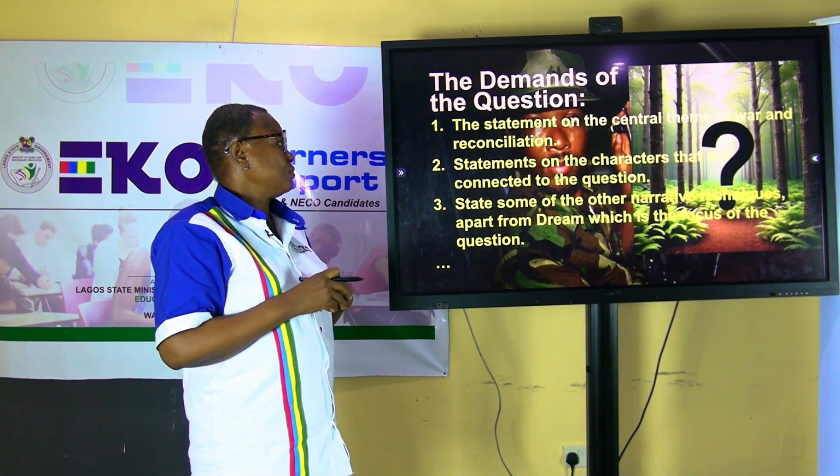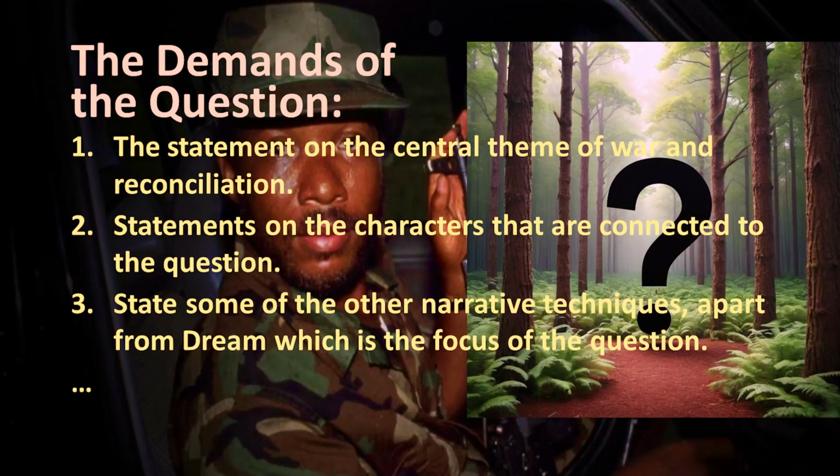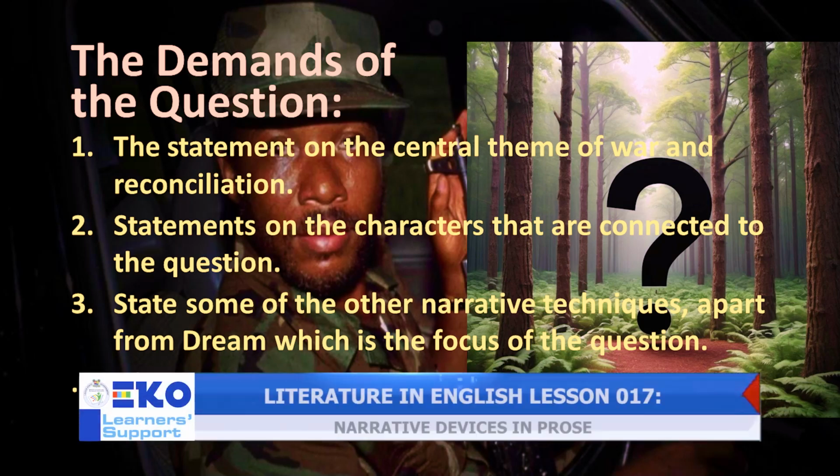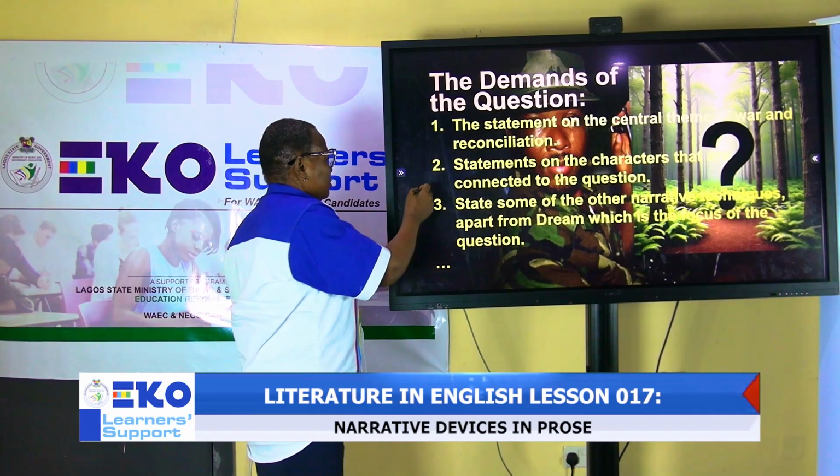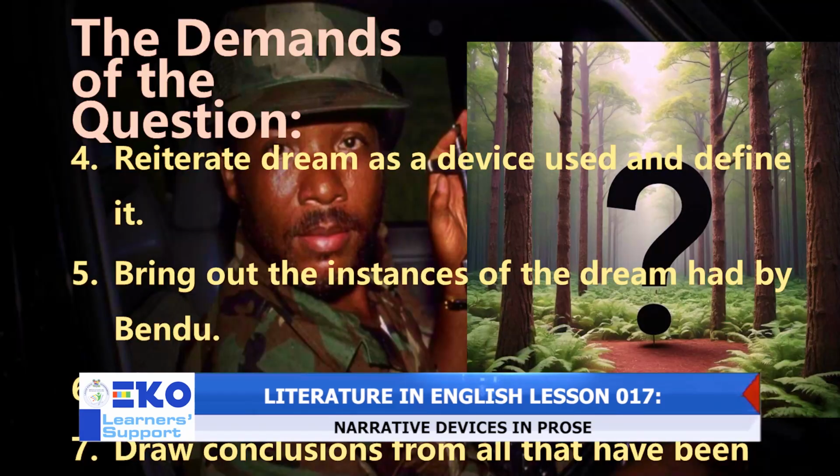The demand of the question. The statement on the central theme of war and reconciliation, that is the central theme of the novel. Statements on the characters that are connected to the question. State some of the other narrative devices apart from dream, which is the focus of the question. Then you reiterate dream as a device used and define it.